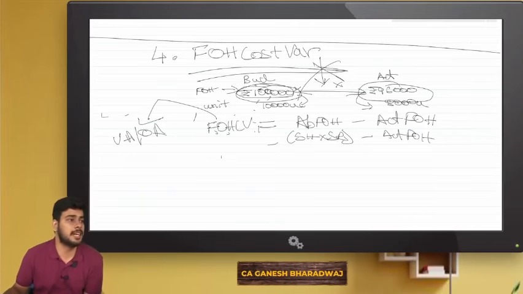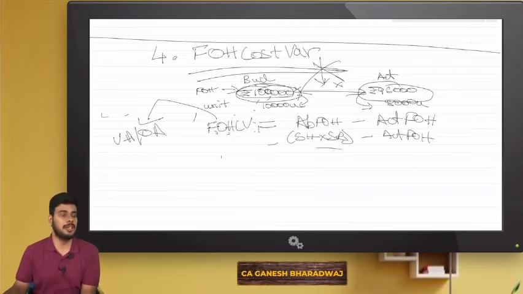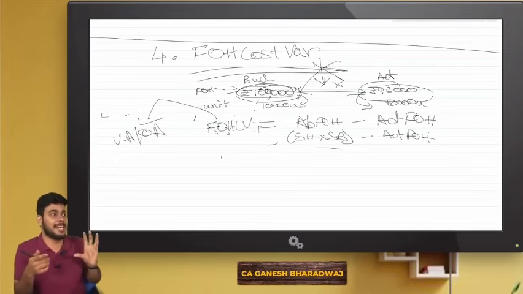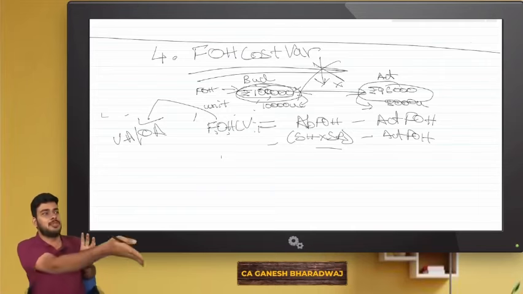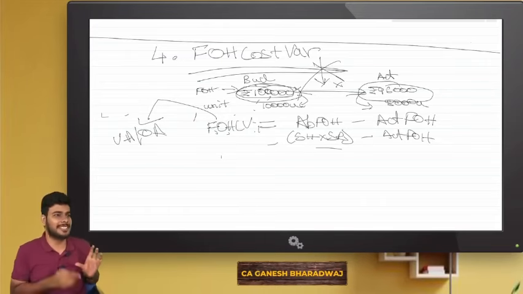Standard hours into standard rate minus actual fixed overheads. Now, you might be having a doubt. How, sir? How is it standard hours into standard rate? You told me when I am charging overheads, I will use standard rate and multiply it with actual hours, no? Correct or not? That doubt should come.